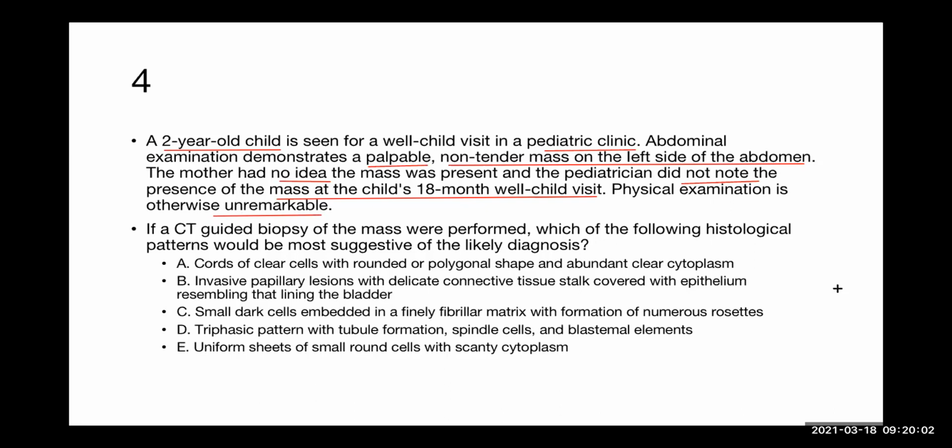Sir, I think this is a tumor. Okay, one is tumor. Yeah, it can be a tumor. Anything else?